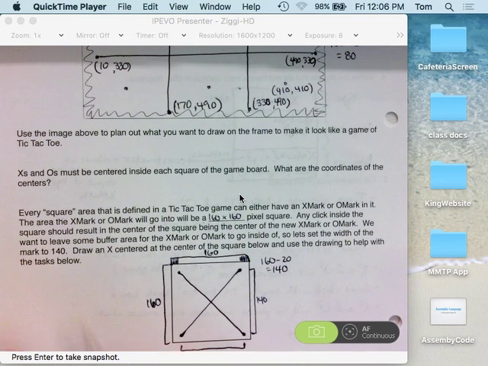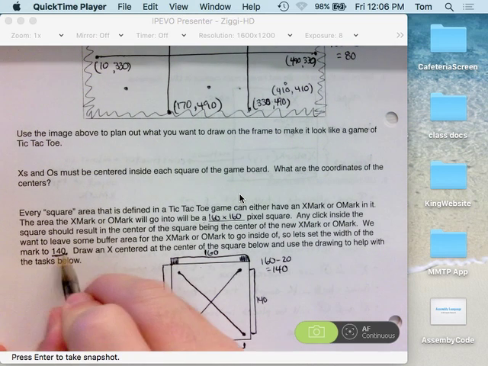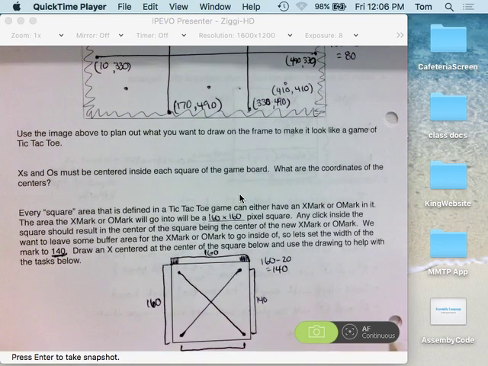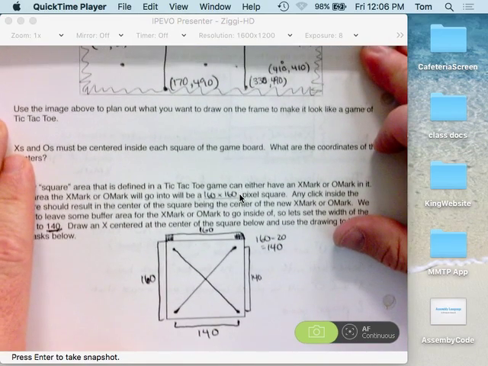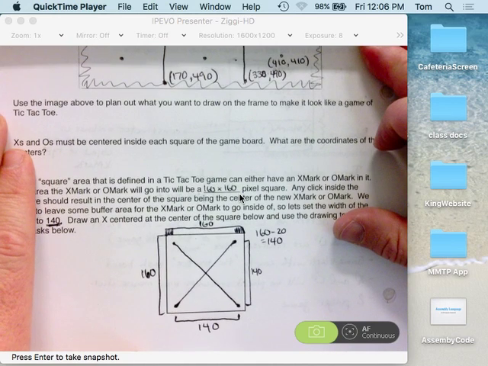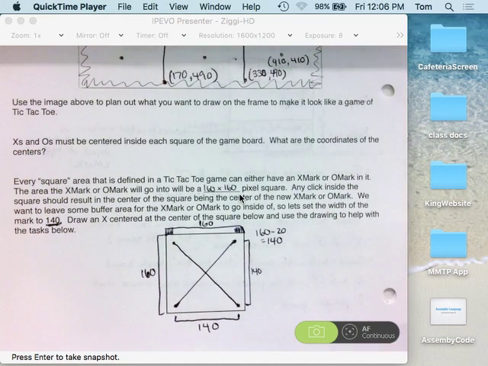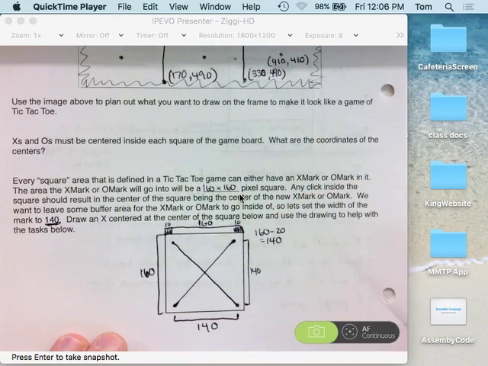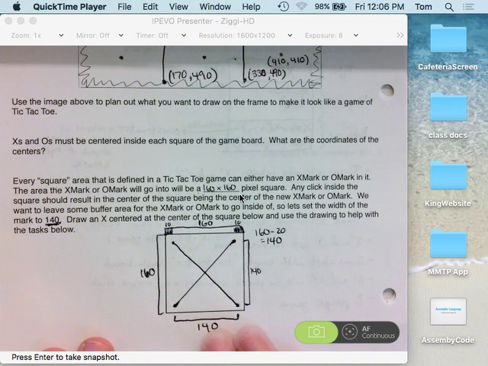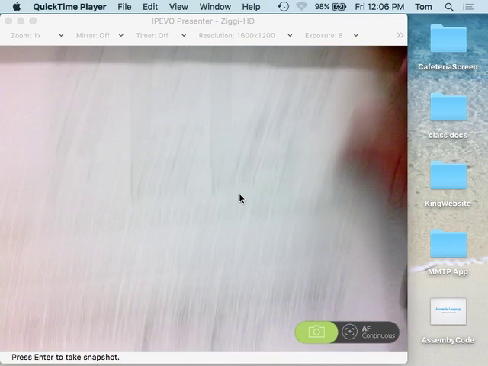Okay? So we said over here that the width and height of the shape is going to be 140 pixels. Sorry, that's a little bit off the screen there. Okay? So we're basically leaving a 10 pixel buffer for that. Okay, we're going to come back to this part of the sheet, but let's just turn it over.